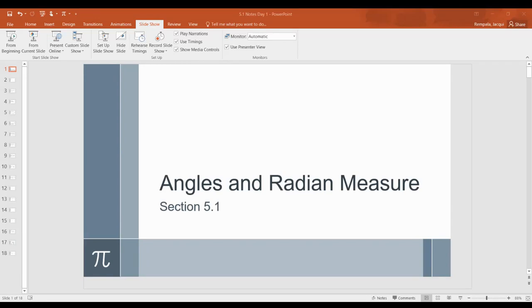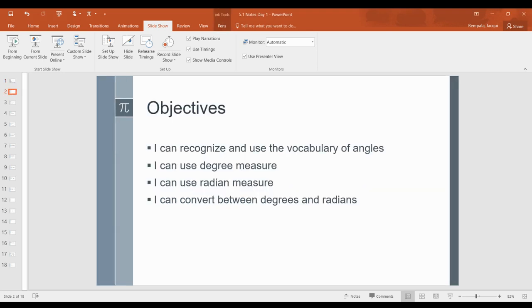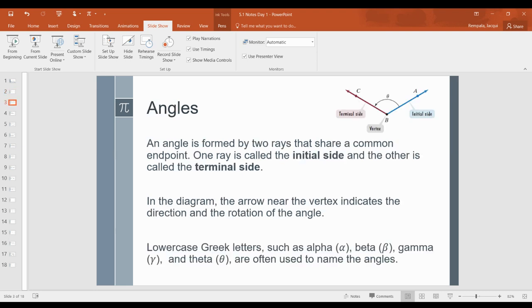Today we're going to look at section 5.1, which is all about angles and radian measure. So the objectives today are we're going to recognize and use vocabulary of angles. We're going to talk degrees and radians, and then we'll be able to convert back and forth between the two. So let's talk about angles.